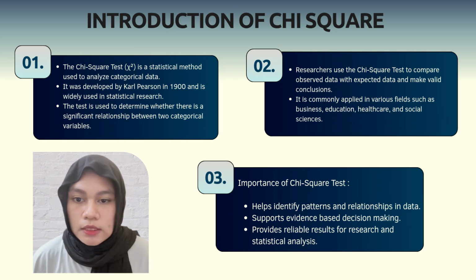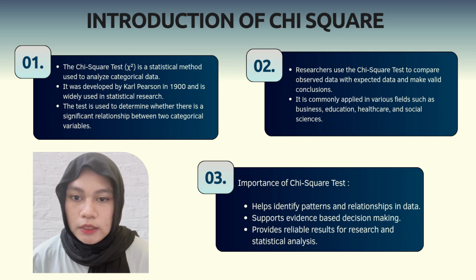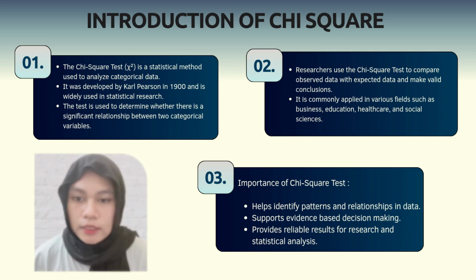The chi-square test is important because it helps identify patterns and relationships in data. It also supports evidence-based decision making and provides reliable results for research and statistical analysis.